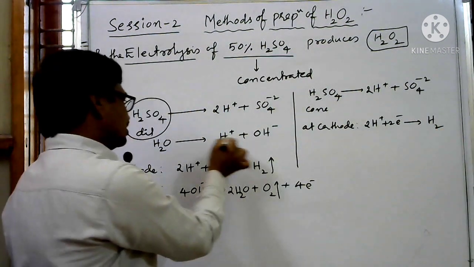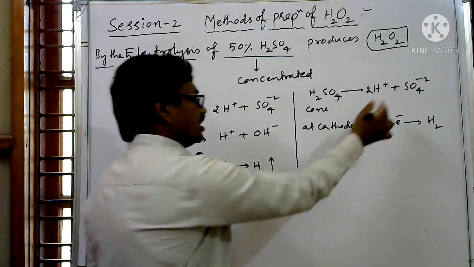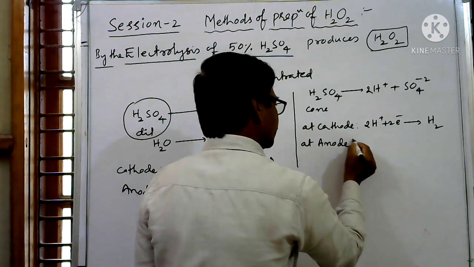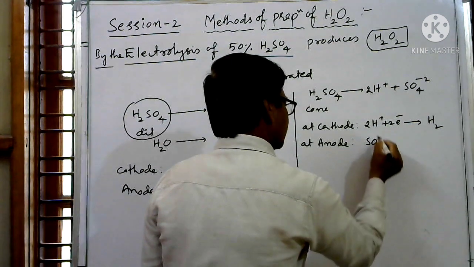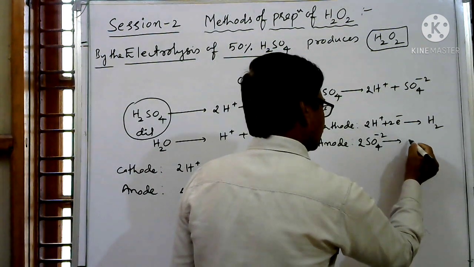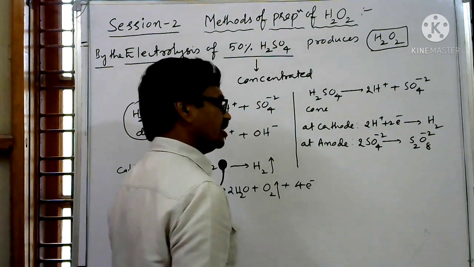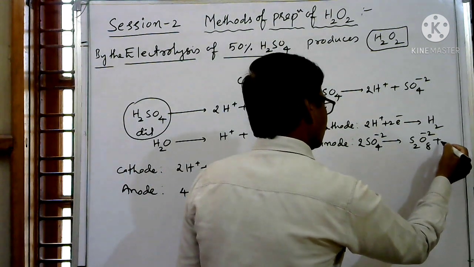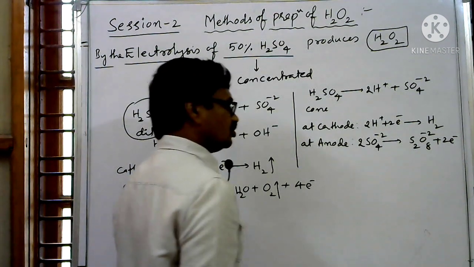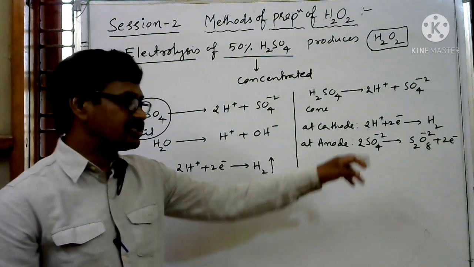But here in this way water is not dissociated. Here OH minus ions are not present, so that only SO4 2- ions participate in the reaction. When SO4 2- ions participate, here I am taking 2 SO4 2-. So you can produce S2O8 2-. It is the persulfate ion. By losing how many electrons? Here total 2 into 2, 4 negative charges are there. Here 2 negative charges, there 2 negative. 2 electrons you can release. That is the persulfate ion.